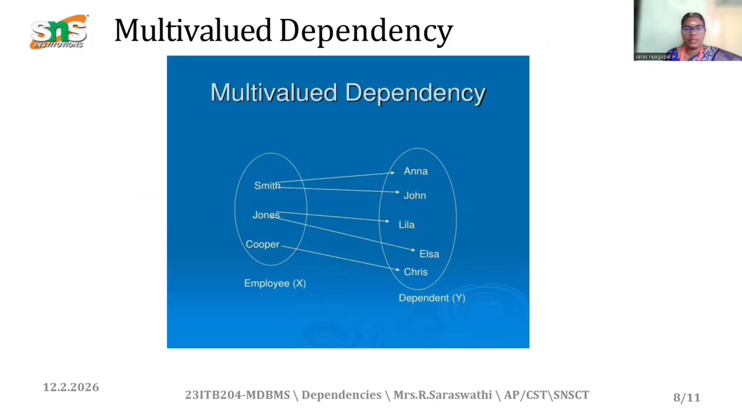Multi-valued dependency: one attribute can be associated with more than one value. For employee X and dependent employee Y, employee X contains the values Smith, Jones and Cooper. Smith has two values, Anna and John. Jones has two values, Lila and Elsa. Cooper has one value, Cheris.